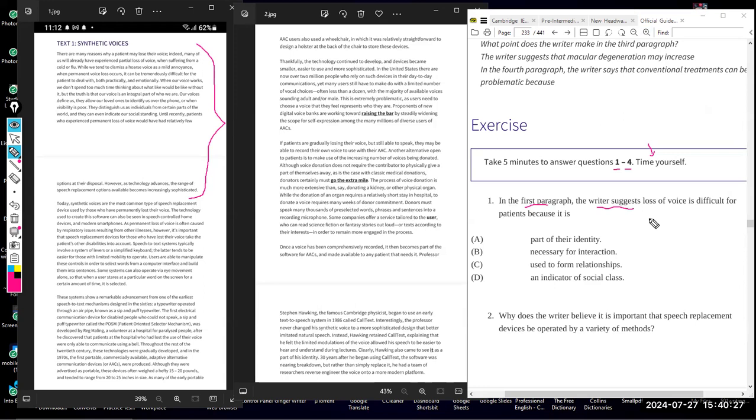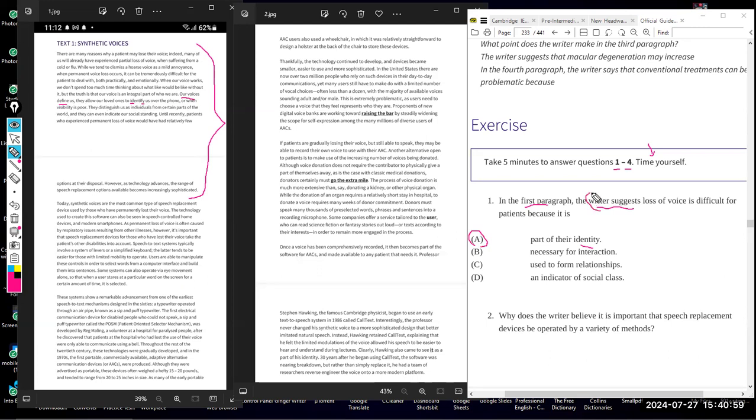I put A. It's exactly part of the identity, but how did you know? That's amazing. C. They said our voices defined us. They allow our loved ones to identify us over the phone. Exactly. This is it. Identification, identify us. Thank you so much. This is the exact answer about number 1.